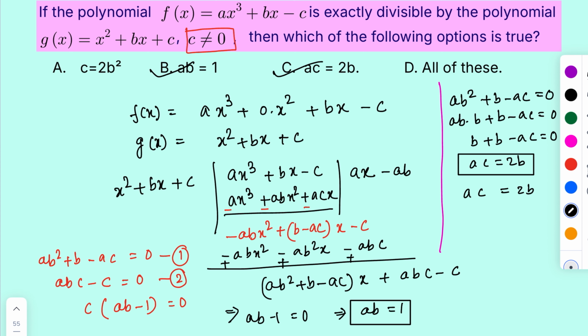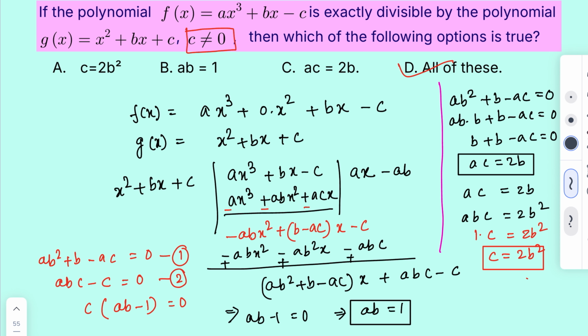Next, as ab is equal to 1, we can write this as: you see ac is equal to 2b, multiply b on both the sides. We will get abc is equal to 2b square. And here ab is equal to 1, so putting 1 in, c is equal to 2b square. That means this is option A. So all of these options are correct. Hence the answer will be option D.